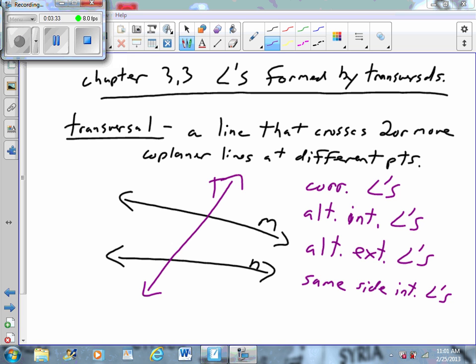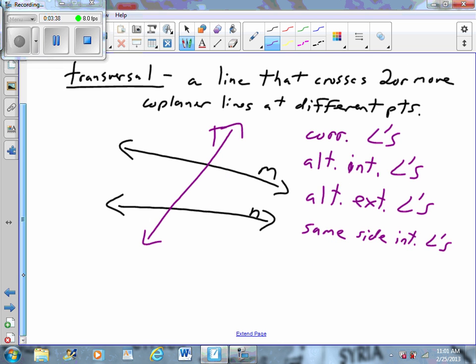Okay, there's another set of angles that your book did not mention. Same side exterior angles. So make sure you put that one in there. Not real sure why they left that one out, but okay.